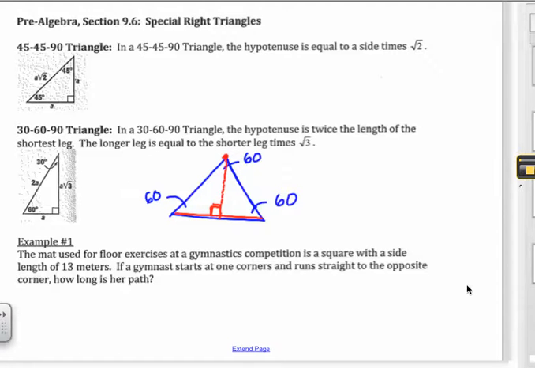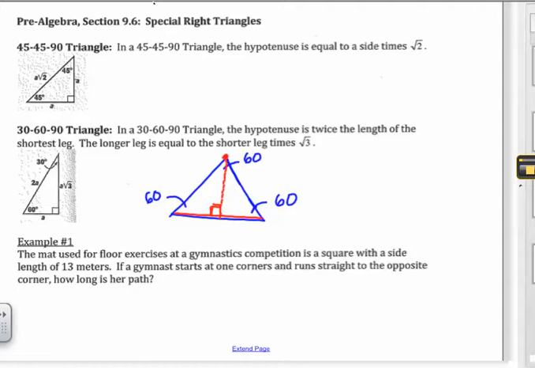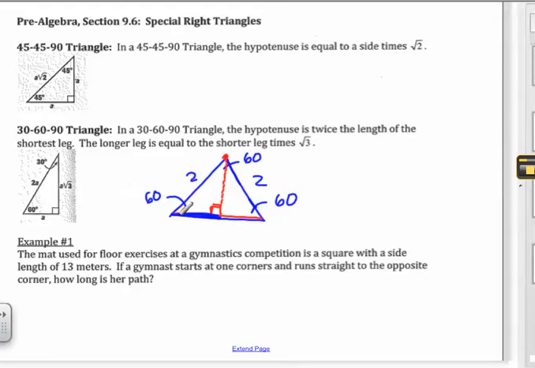But guys, let's let this equilateral triangle, let's let them all equal 2. So that side was 2, that side was 2. But wait a minute. What's this side equal? If I drop an altitude in an equilateral or equiangular triangle, what's this side over here equal, Simon? That equals 1. Okay?